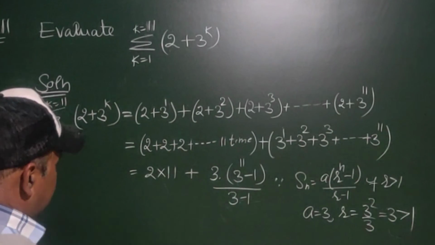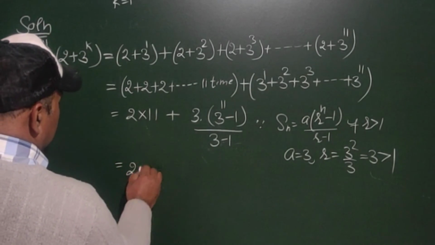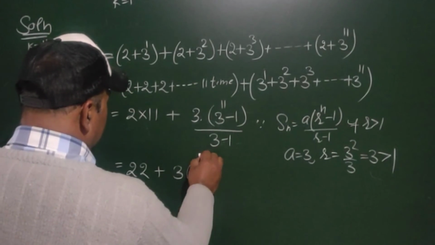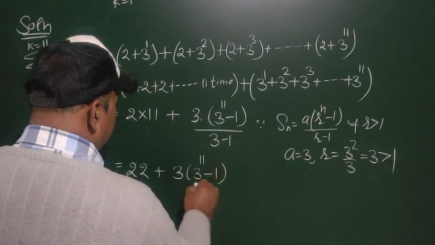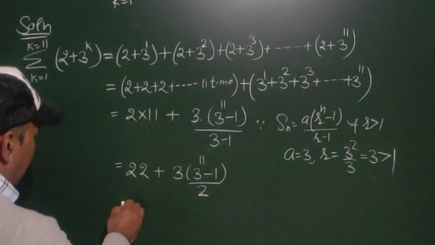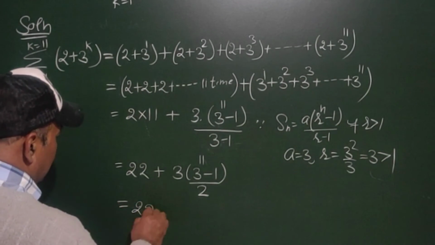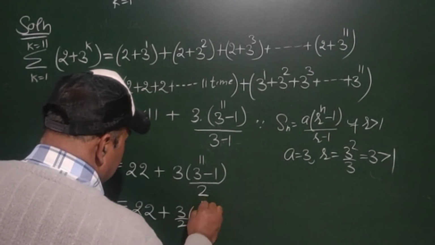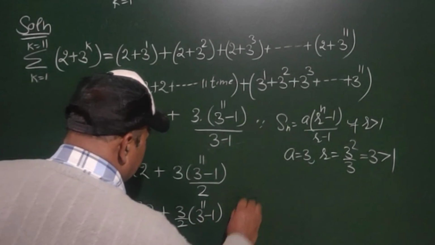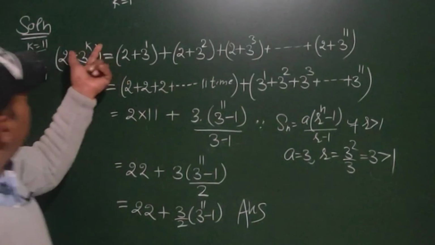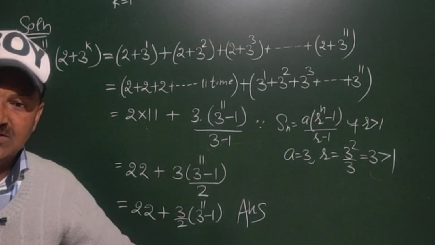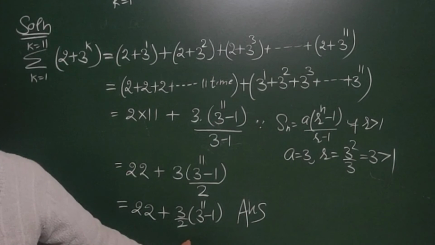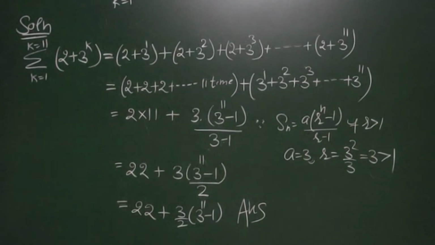We get this. That is further equal to 22 plus 3 into (3^11 minus 1) upon 2. And the answer of this question becomes 22 plus (3 by 2) into (3^11 minus 1). That is the answer of this question. This is the evaluation of this question. That's all.